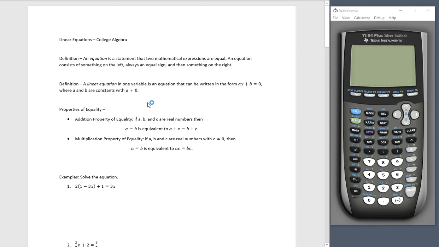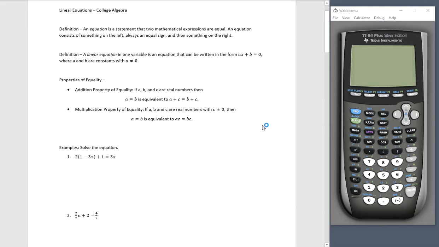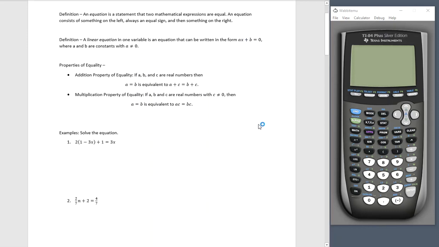Now, when we're working with equations, there are two properties of equality that we use, but it really takes care of all four operations. The addition property of equality: if a, b, and c are real numbers, then a equals b is equivalent to a plus c equals b plus c. So if we add the same thing to both sides of an equation, the equation remains balanced. It remains true. This holds if c is a negative number, and that takes care of our division as well.